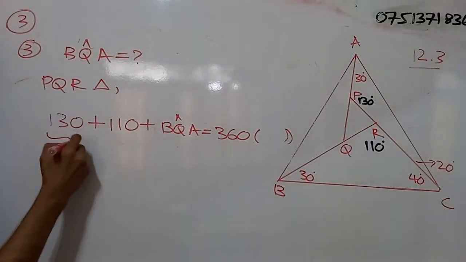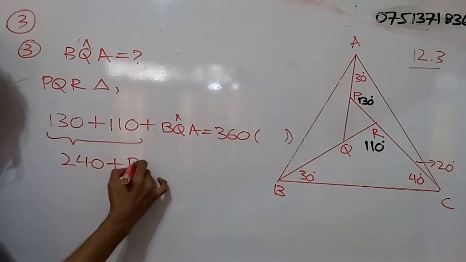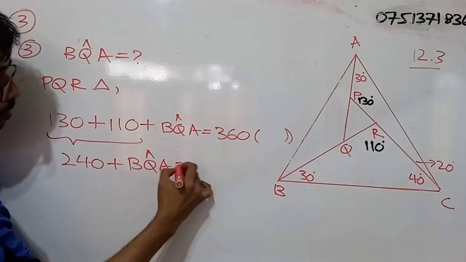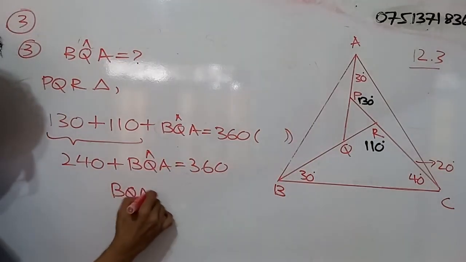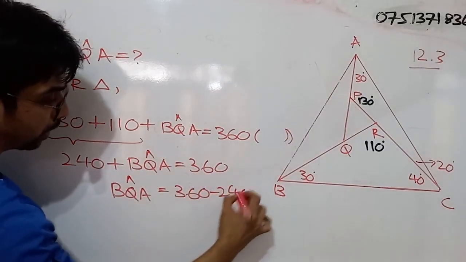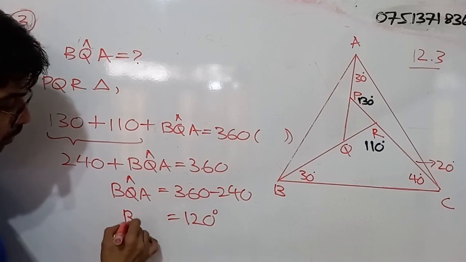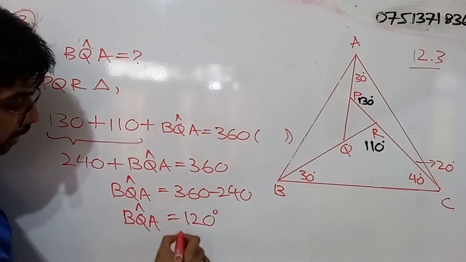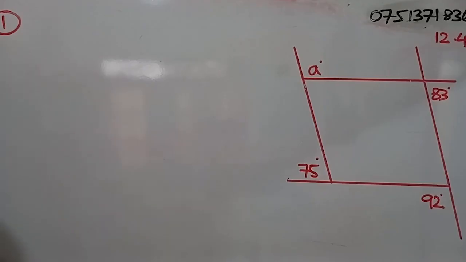So we can simplify these two, which will be 240 plus BQA is equal to 360. So BQA, that is equal to what? 360 minus 240, which will be 120 degrees. So the angle BQA is 120 degrees in magnitude.